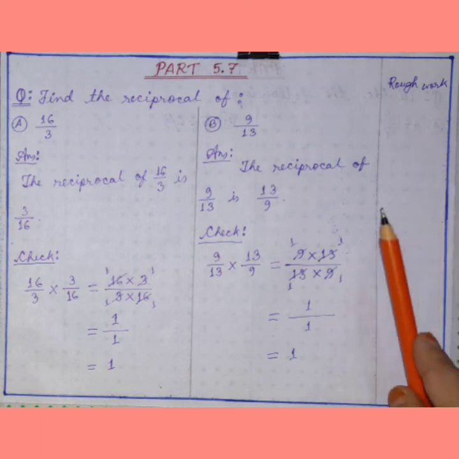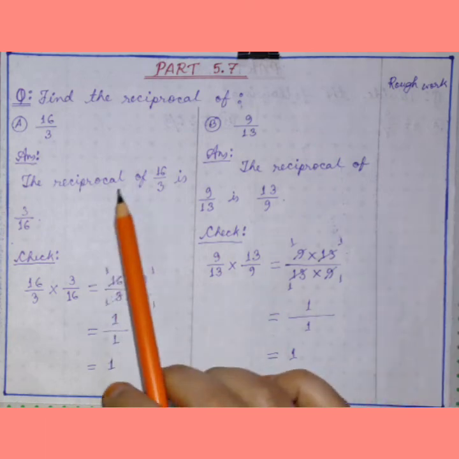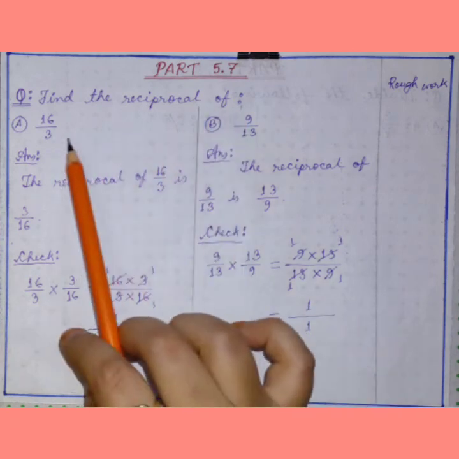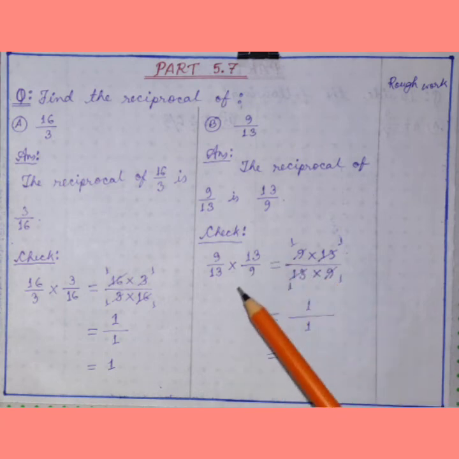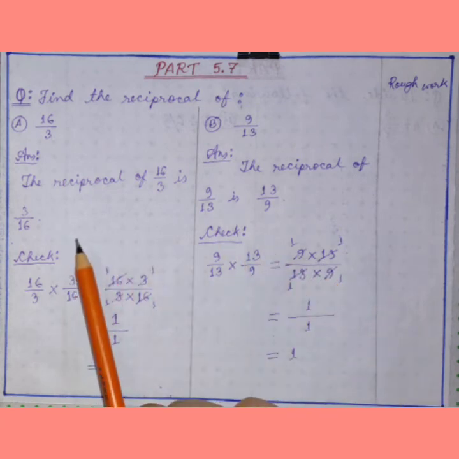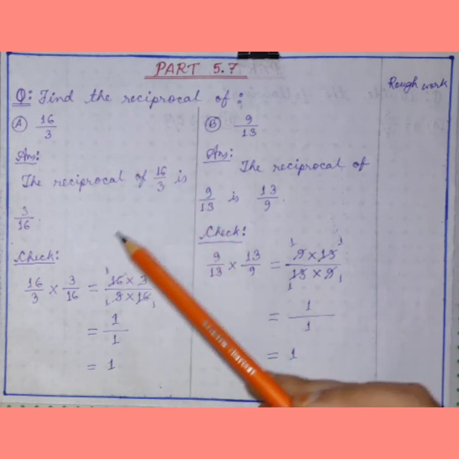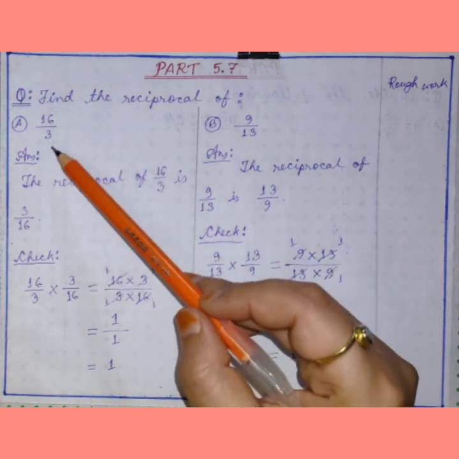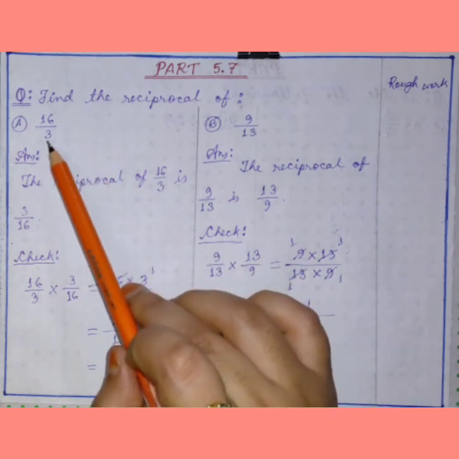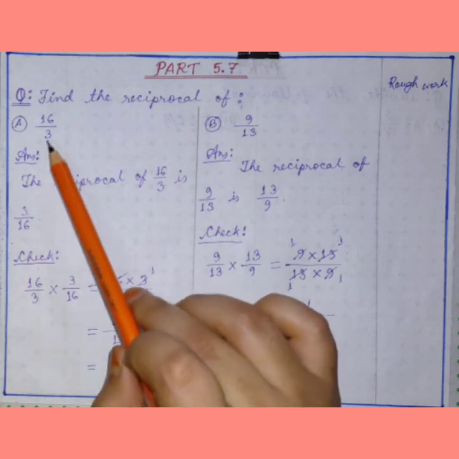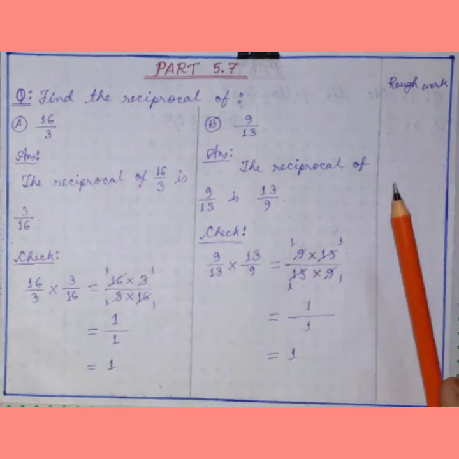So today what have we learned? We have learned how to find the reciprocal of a given fraction, and how it can be written. It is very easy. You just have to reverse the places of the numbers. That means you write the numerator as the denominator and the denominator as the numerator. So all of you have understood, right?